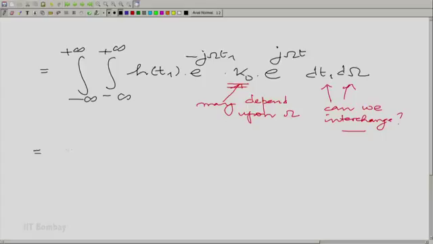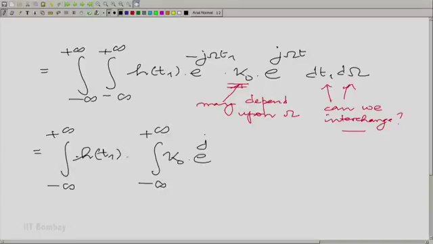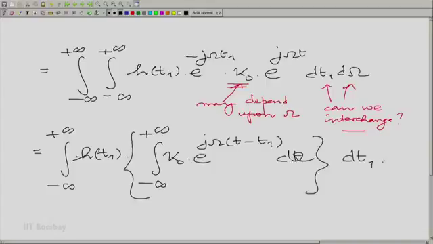So, now let us look at the expression once again. Now, this after interchange would become minus infinity to plus infinity. Now, I keep the t1 quantities outside and I take the omega quantities and I can put those quantities together as you see. Now, d omega first and then dt1.